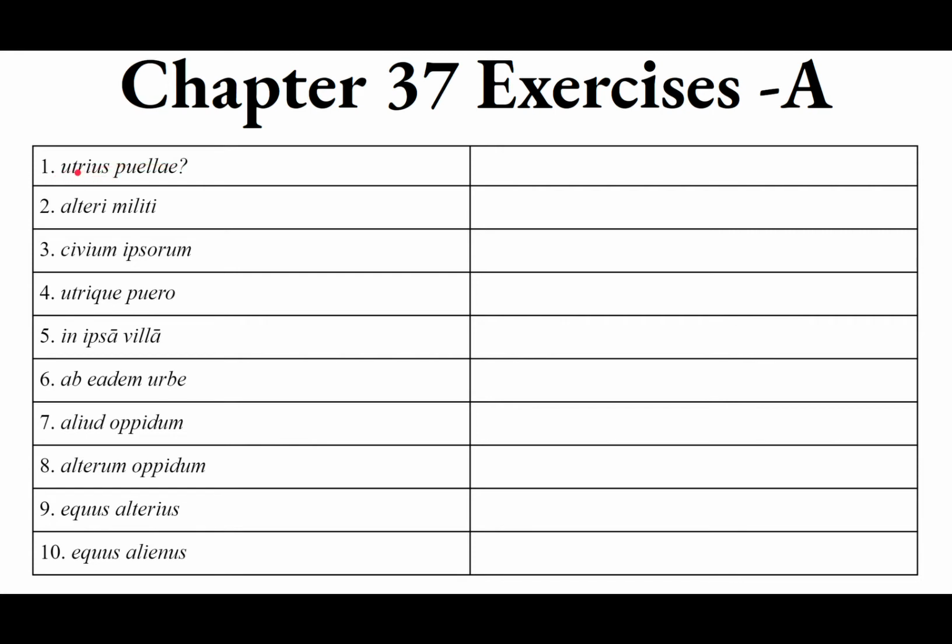So we're asking which of two. So there are two girls. We're asking of which girl. Utrius, you have to get used to these heteroclite adjectives where the genitive ends in ius, like utrius. You've seen this in the demonstratives, eius, huius, and illius. Now you see it in ipsius, the emphatic pronoun.